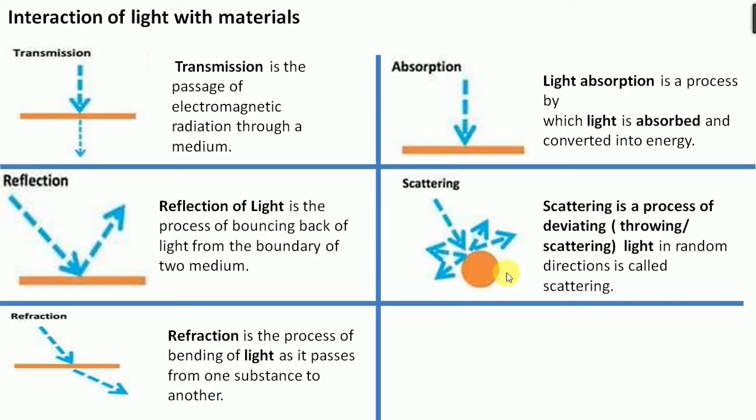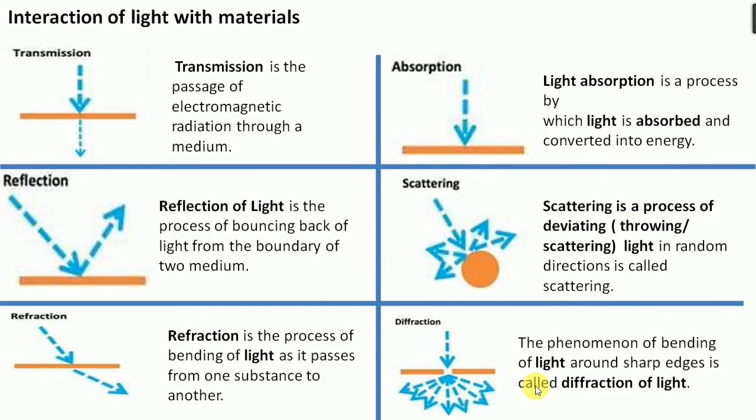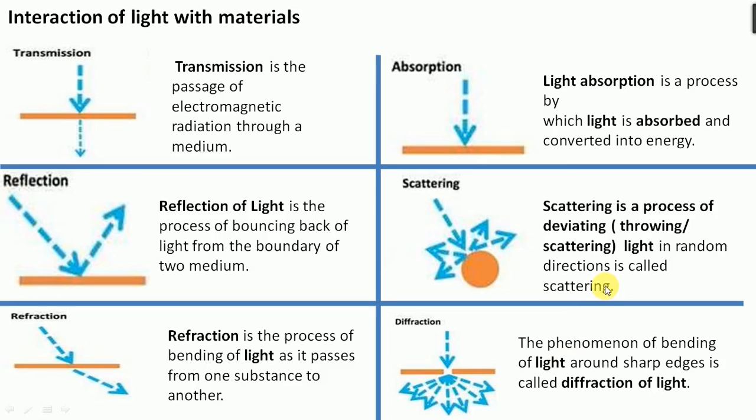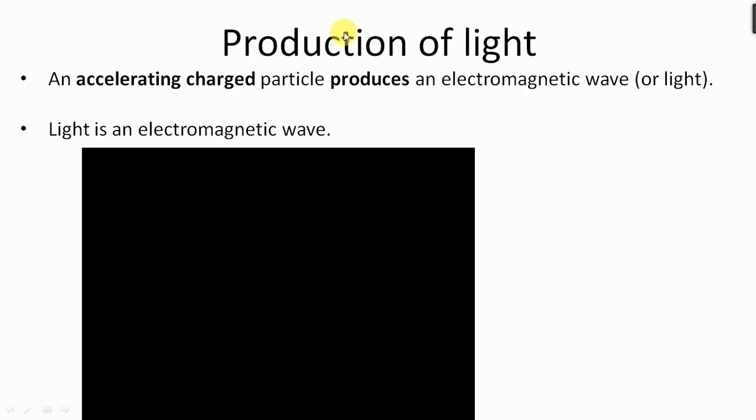And in some cases the light is scattered. Scattering means throwing the light in random directions. And the last one is diffraction. When the light comes across sharp corners, it changes its path. Diffraction is the process of bending of light through sharp edges. So refraction and diffraction are different. In refraction the light bends when going from one medium to another, but in diffraction light bends when it goes through a sharp corner.